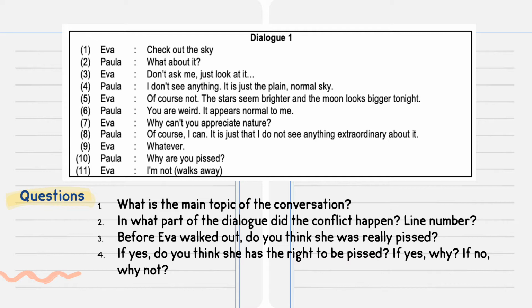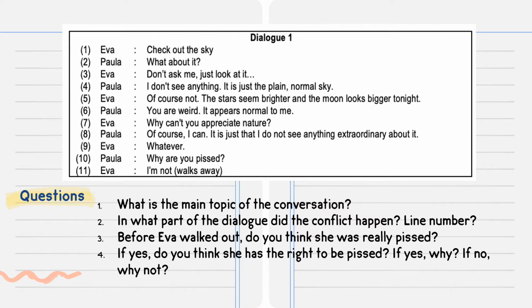Maybe your answer is all about looking at the moon or nature. Number 2, in what part of the dialogue did the conflict happen? What line number? So if you will go back to the dialogues 1 to 11, yung mga lines, aling part kaya dyan nagsimulang magkamali or hindi magkamali but magkaroon ng conflict or misunderstanding?